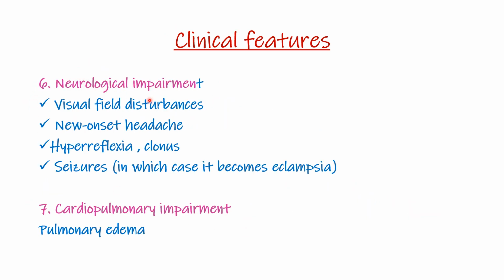In terms of neurological impairment, this vasoconstriction is going to affect most organs. You're going to have visual field disturbances, new onset headache, hyperreflexia or clonus, and seizures. We said that when you have preeclampsia and it is now accompanied by tonic-clonic seizures not attributable to any other cause, then that is eclampsia. In addition to that, you're also going to have cardiopulmonary impairment, where you're going to have pulmonary edema.